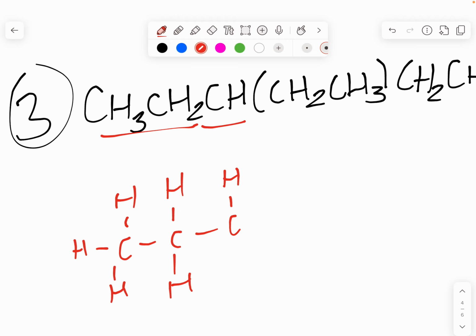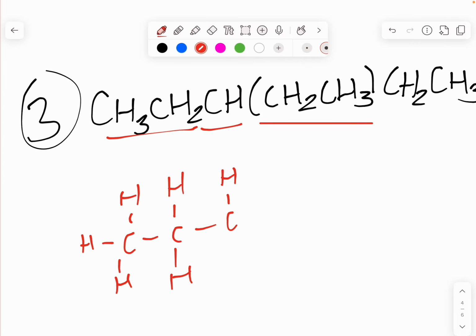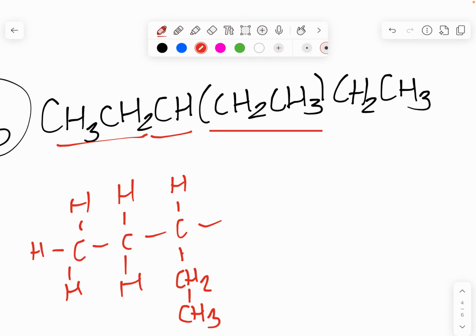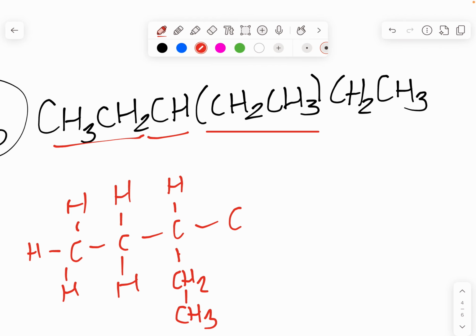Then we notice that we have an alkyl group right there in the bracket. Remember, bracket means branch, right? So I'm just going to do it right here. So it's CH2, CH3. Then we're on our main carbon skeleton. We have CH2, and then we have CH3.